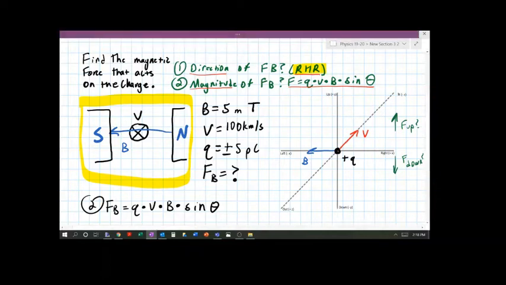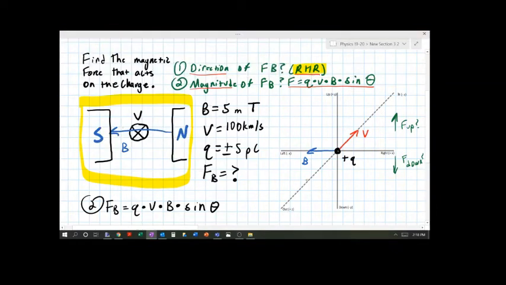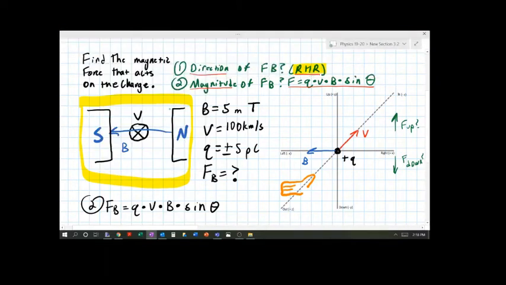And if we use the right hand rule, I'm going to draw my little orange hand here. The thumb points in the direction of V if you use the palm method, and the fingers point to the left in the direction of B. So your hand, if that was your right hand, your palm would be facing up like this. So the force on this charge is up. That's the direction.